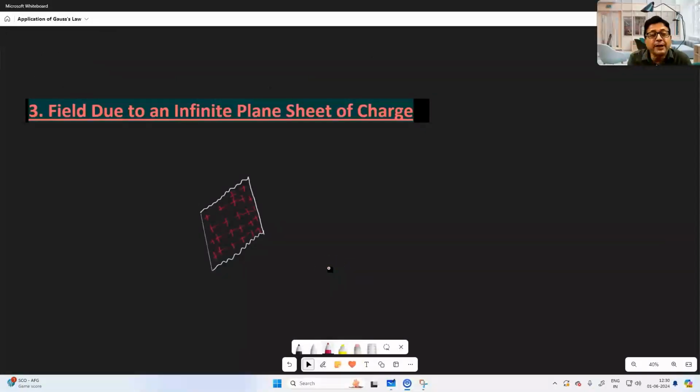This is an infinite plane sheet of charge. Although it is looking finite, actually the plane sheet has no thickness. It can extend up to infinity both ways. It has no length and breadth; length is infinite, breadth also infinite. We want to find the electric field due to such a plane sheet of charge, and we are going to prove that it is independent of the distance.